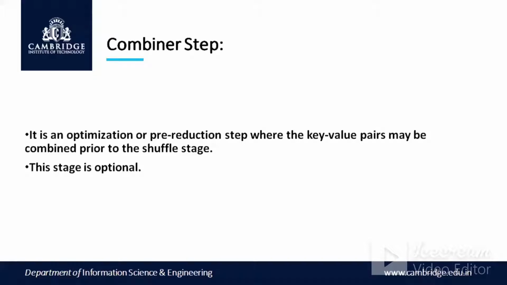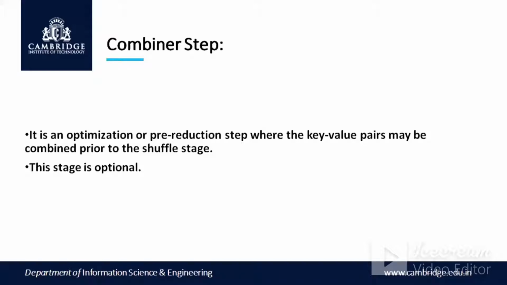Next is the combiner step. It is an optimization or pre-reduction step where the key value pairs may be combined prior to the shuffle stage. So before the shuffling stage happens, the combiner step happens. So what is this?